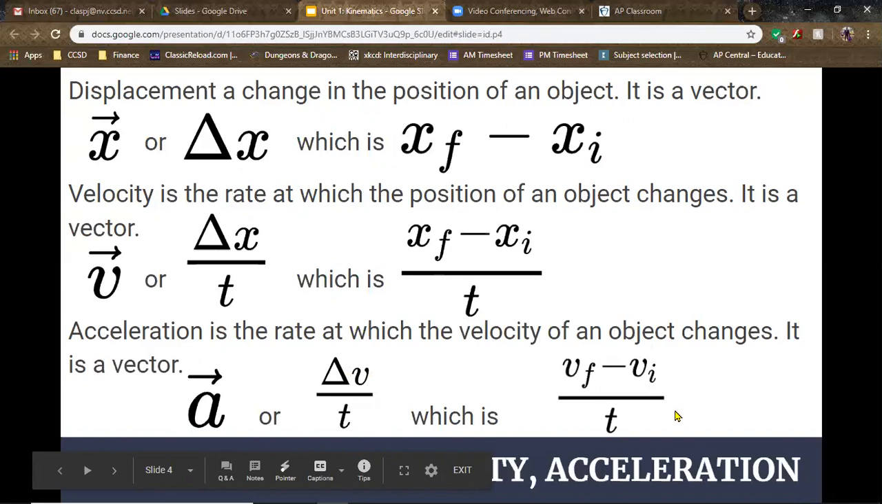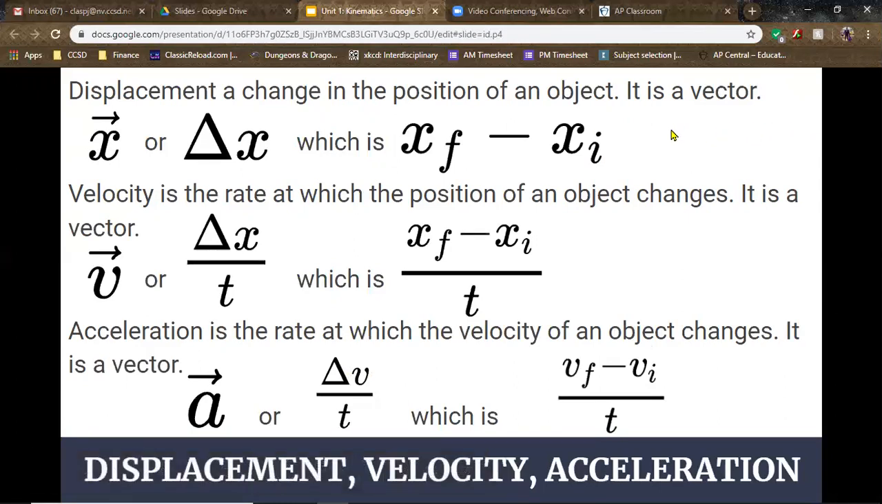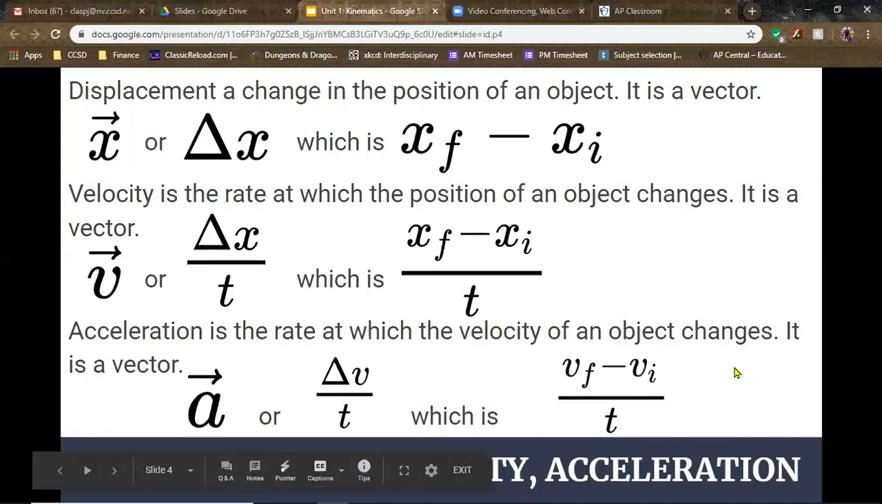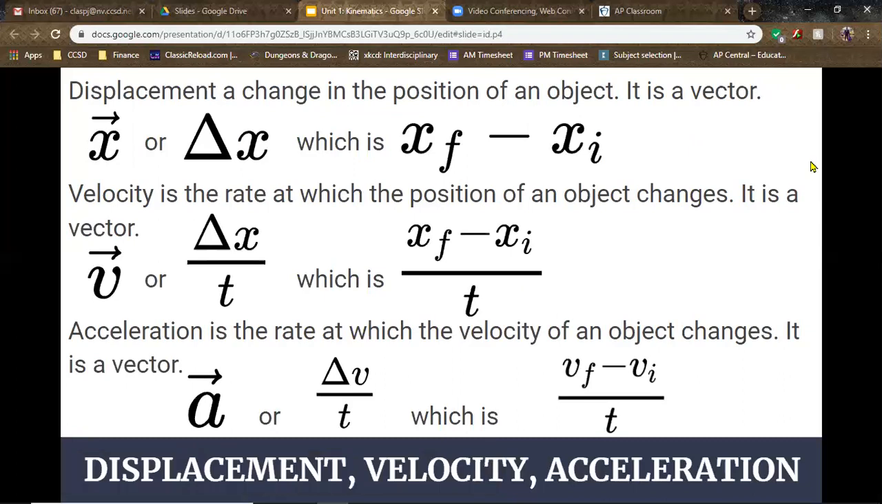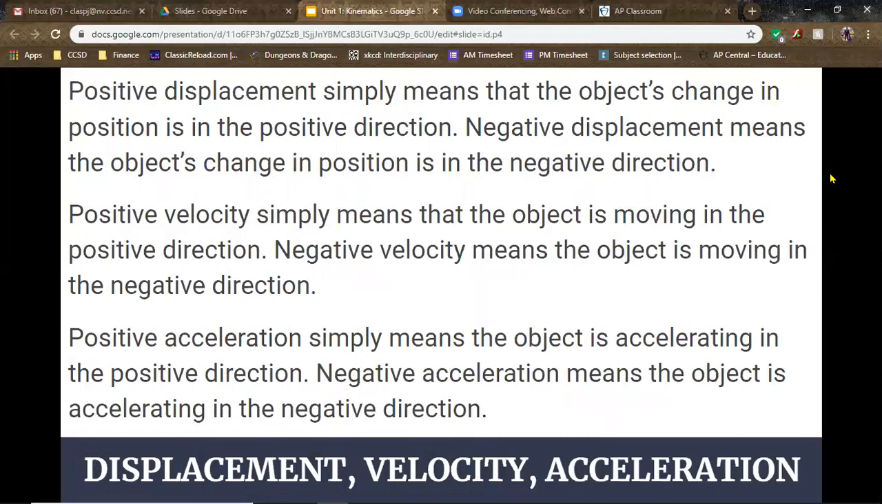Units, let's talk units. Units are important. Displacement always has the units of meters. Sometimes you might see centimeters, millimeters, kilometers. Those can all refer to displacement, but the general term that we want to default to is just plain meters. Velocity, we're looking for meters per second. Acceleration would be meters per second per second, or meters per second squared. All right, so something to keep in mind.